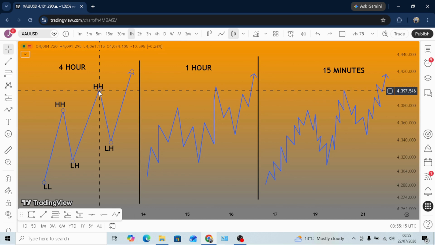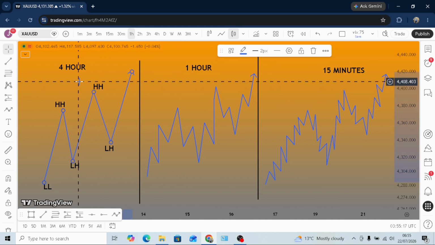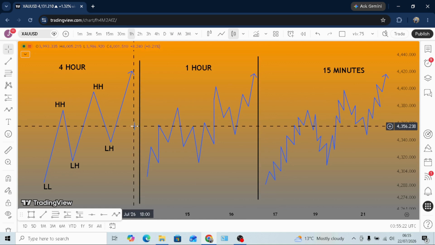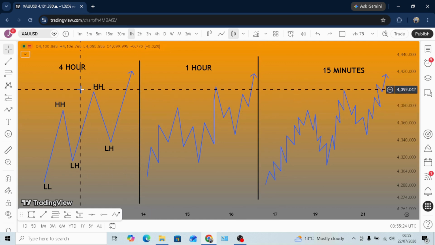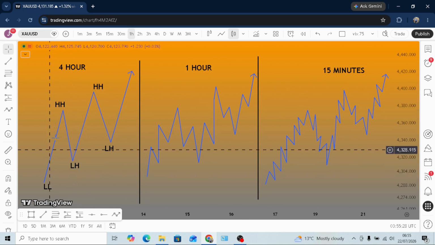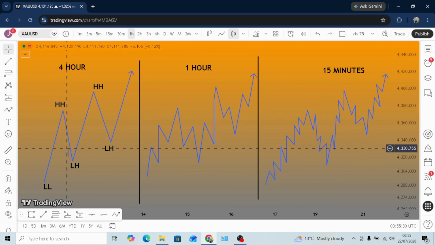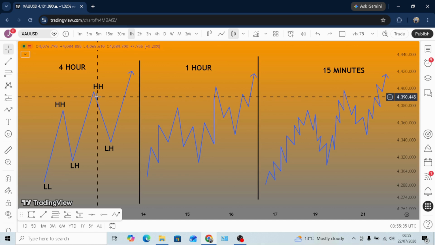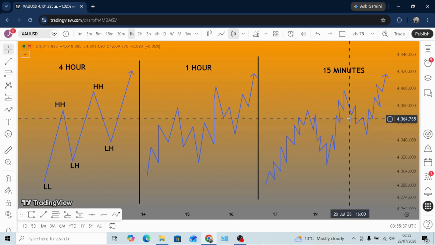Well, it is very easy to combine all these analyses together. That way you get to know the direction of the market in a much easier way. You'll see that on the 4-hour, price is always much cleaner. It doesn't have many pullbacks like on the 15 minutes.